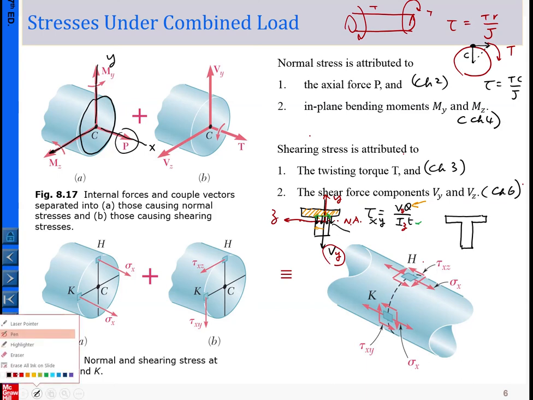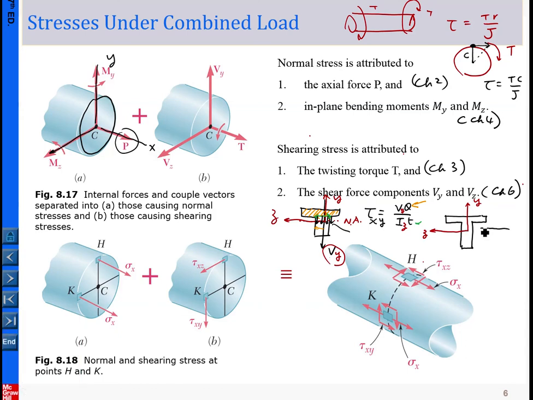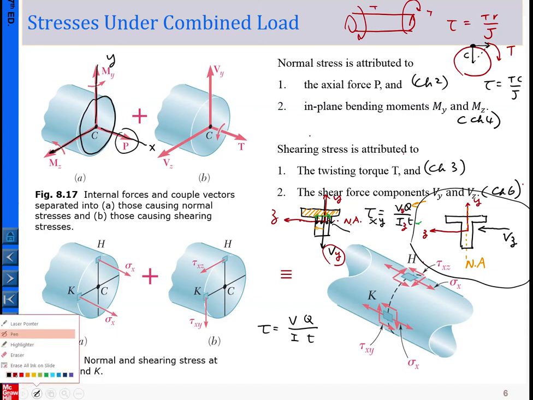Okay, so now we consider another, the same cross section here, and the same coordinate system here. So now we consider the Vz. So Vz is in this direction here. Okay. So for this case, if Vz is in that direction, this is our neutral axis. So now for this case, tau equals VQ over IT. Okay, so that is our template, and right now I'm talking about this scenario.